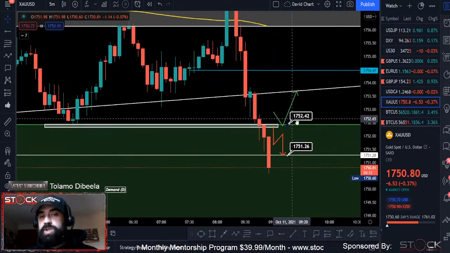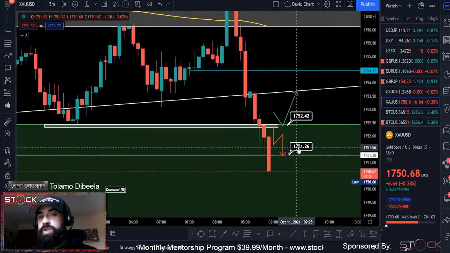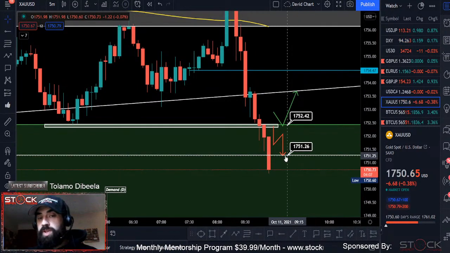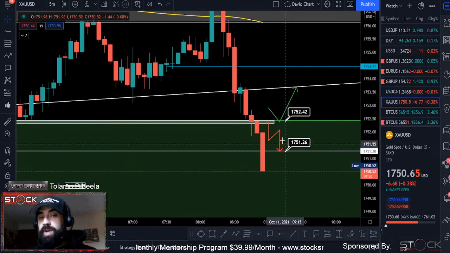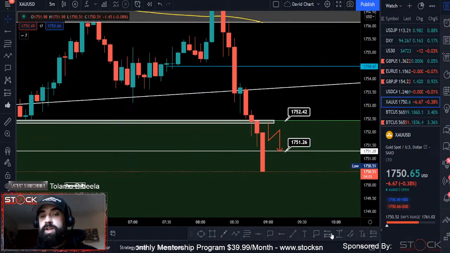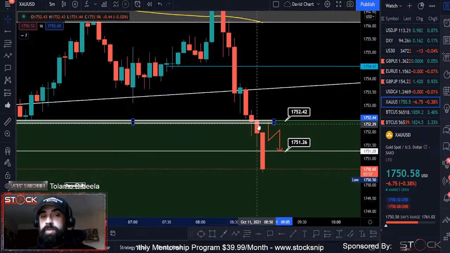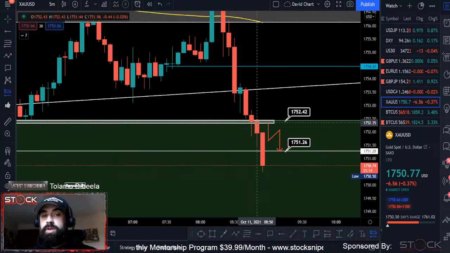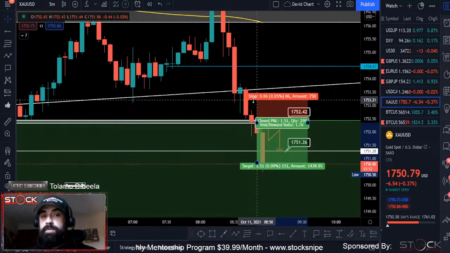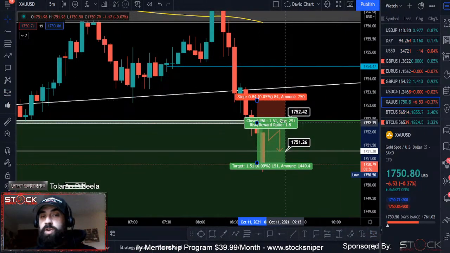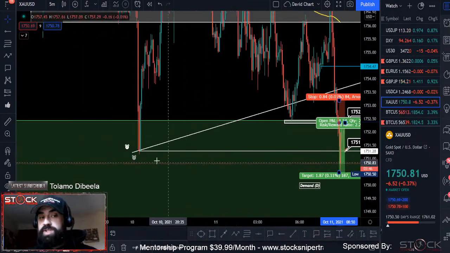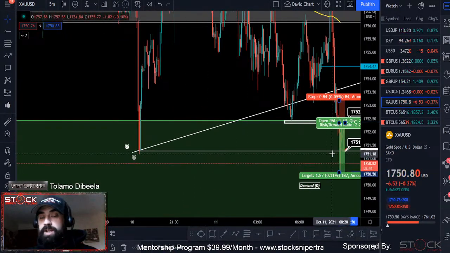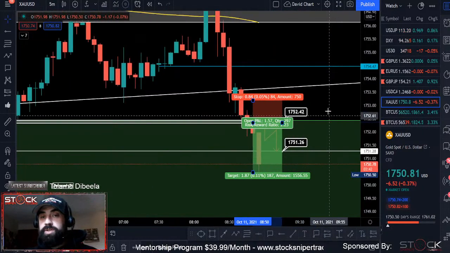So from this structure, 1752.42, you can start to see 1751, it started to really break. Key area right here. Now, keep this in mind, guys. If you're in this trade, you've got to manage this properly. So if you got in from up here, this is what it looks like. You want to have the stop loss nice and tight. You don't want to be adding crazy lot positions. You can see how it previously broke this structure right here and had a huge bearish continuation.